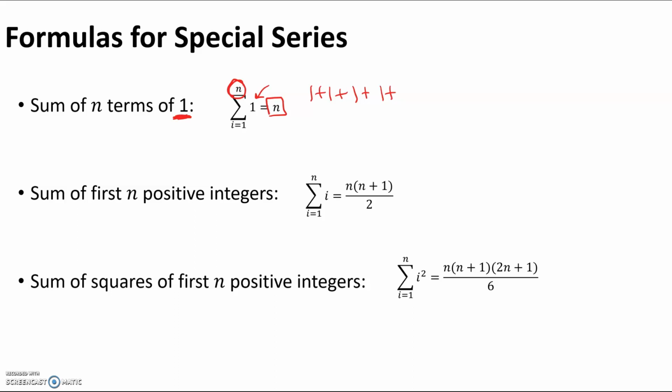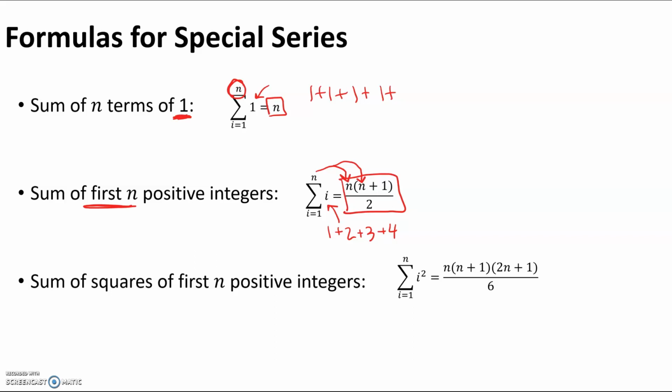Next, we're going to have the sum of the first n positive integers. So notice that I am plugging in my term number. So this would be like 1 plus 2 plus 3 plus 4. There's a shortcut here, which is this formula. We're going to take the number of terms, and multiply that by the number of terms plus 1, over 2.